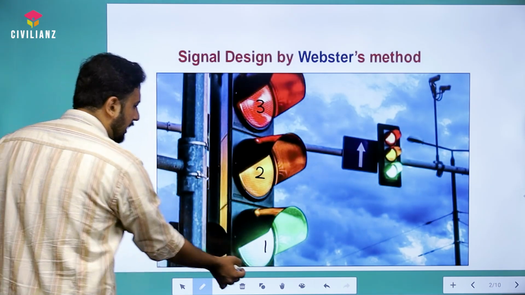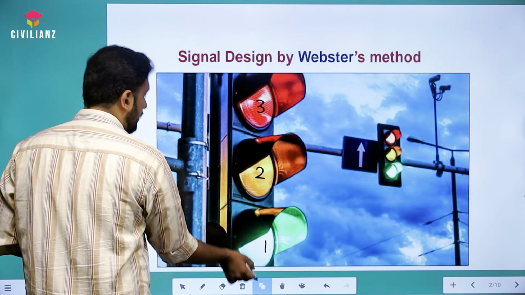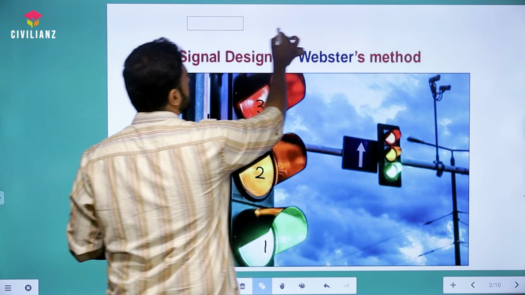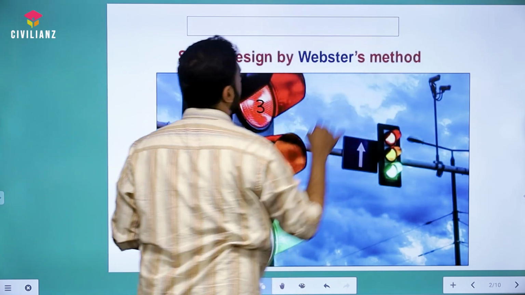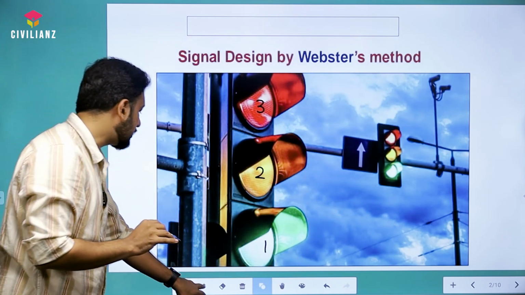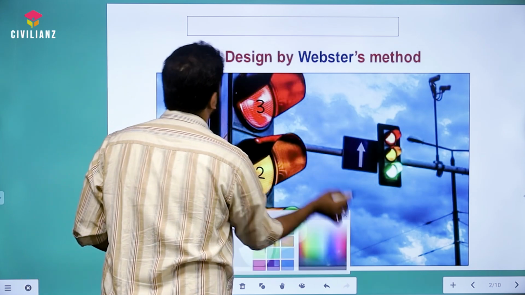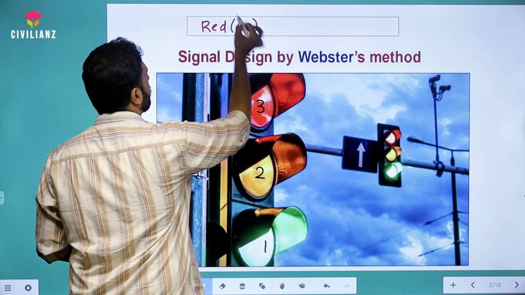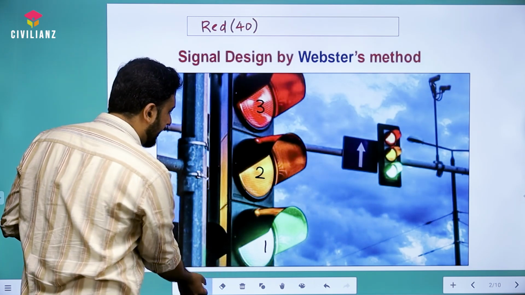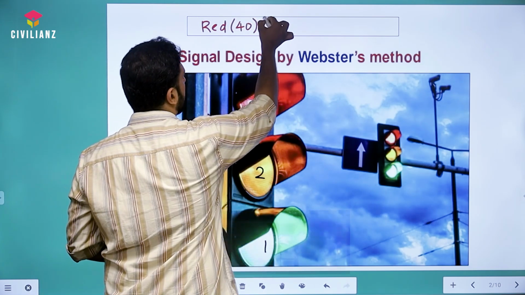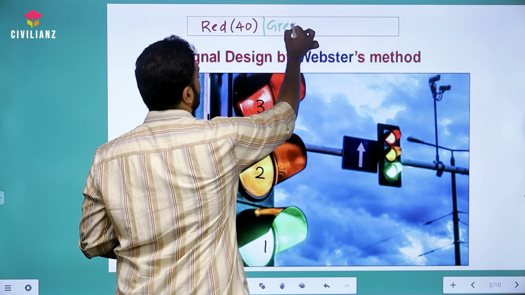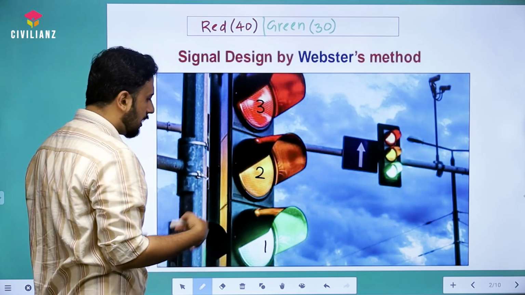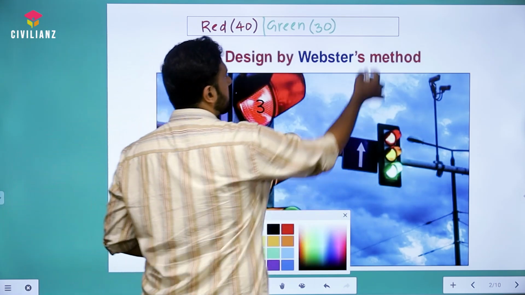Okay, so if I am representing the signal cycle like this, just a second. Suppose I draw a rectangle, and let's say I have the red signal for around 40 seconds, okay? So red is for 40 seconds. After red, I will have the green signal. I'm just drawing it here. Let it be for 30 seconds, okay? And after that, we'll have the amber signal also.